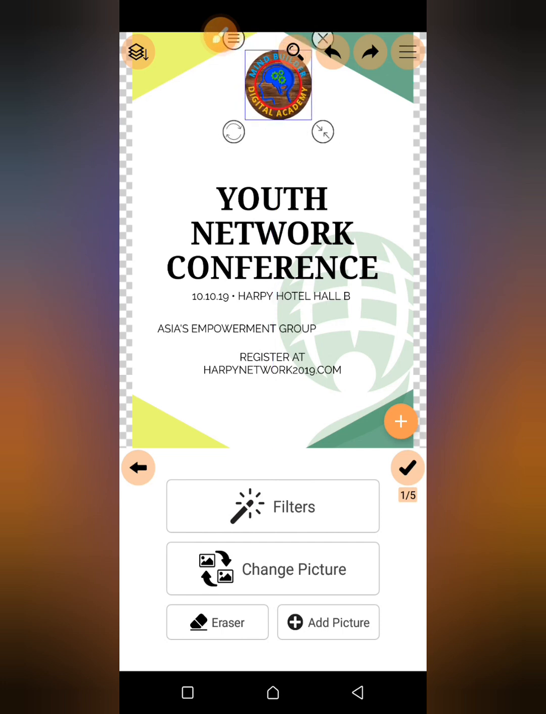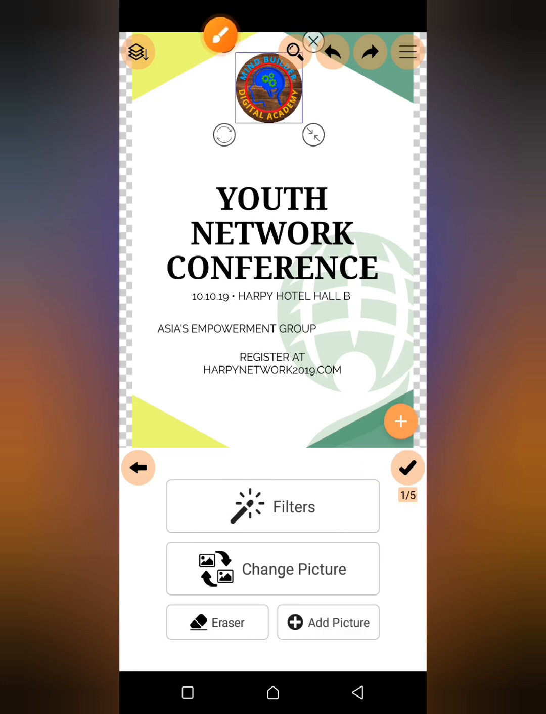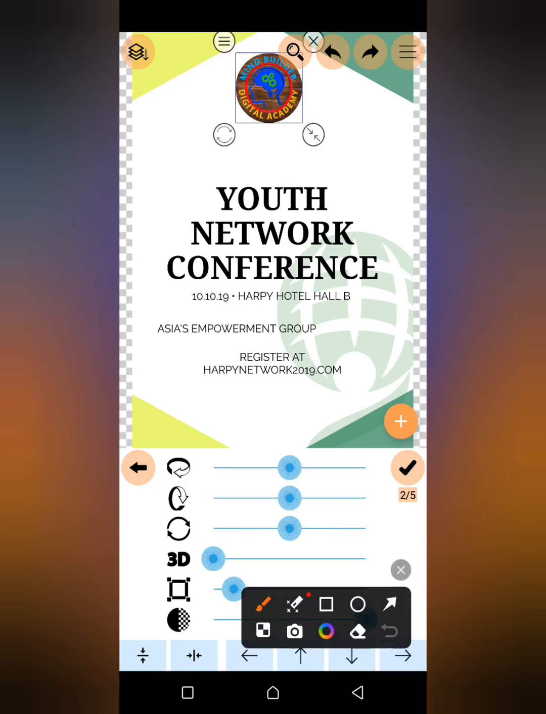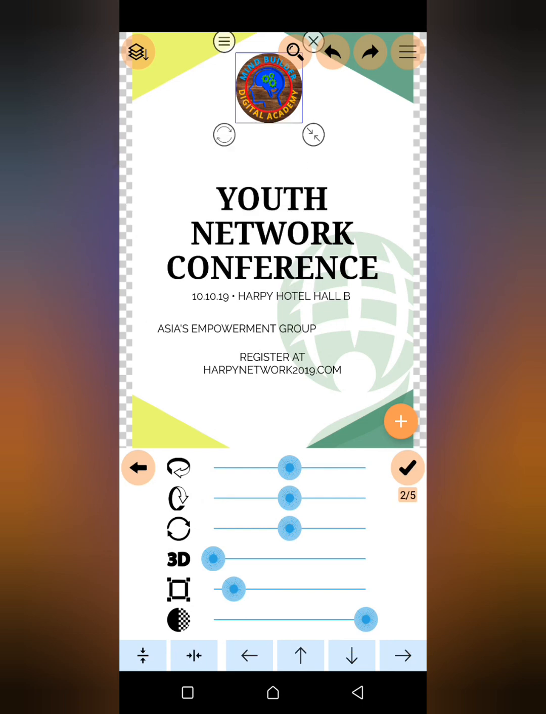I can adjust it. Okay, now can you see this check button here, this one that looks like you are marking? So when you tap it, it will take you to the next option. So the next option here, can you see all the arrows at the bottom here? These arrows at the bottom I just underlined. Now they are useful for moving any object to its most perfect position.